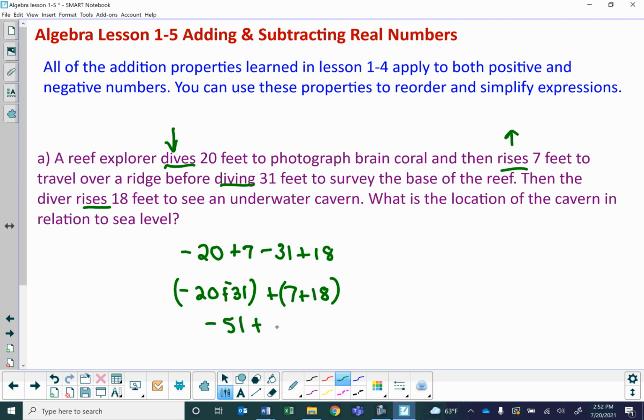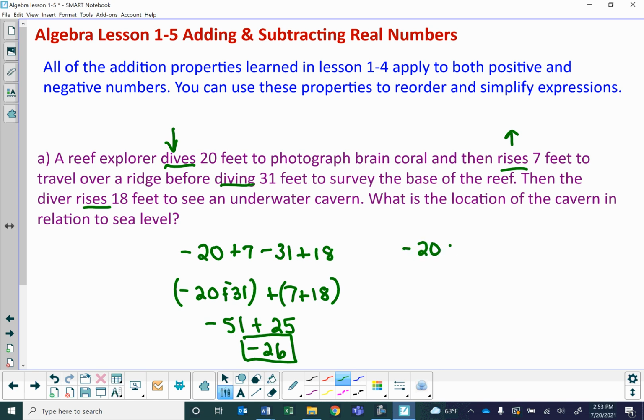is 25. So I have negative 51 plus 25. Okay, so just think of that. Negative 51 plus 25. Well, negative 50 plus 25 would be negative 25. So this is going to be negative 26. 51 minus 25, and then give them the sign of the larger number. I mean, you could do it this way, or you could do it in the order that it was written.